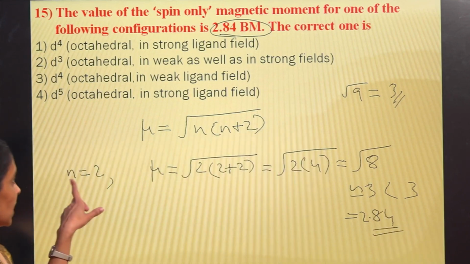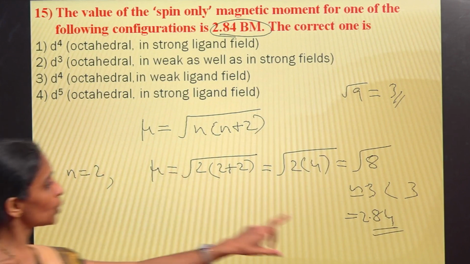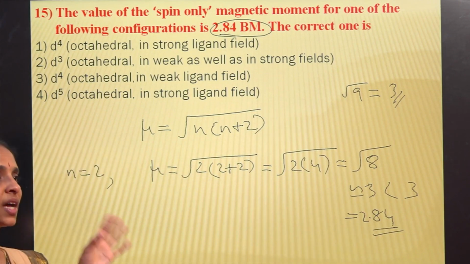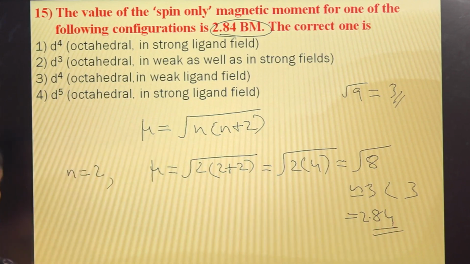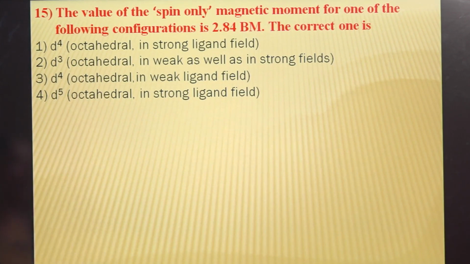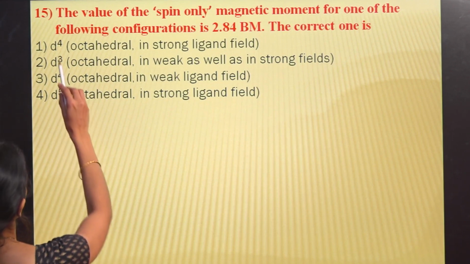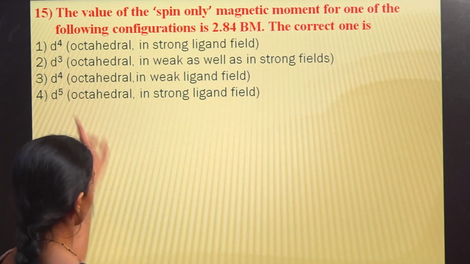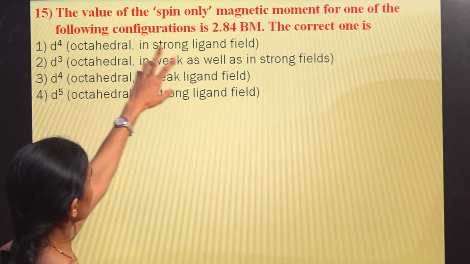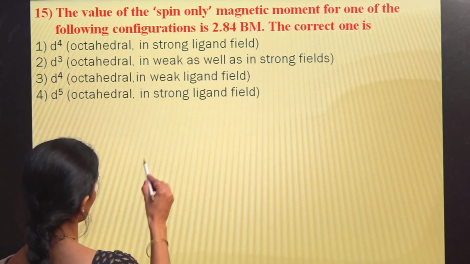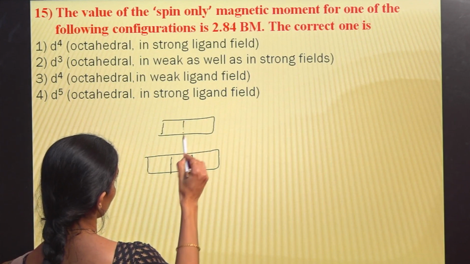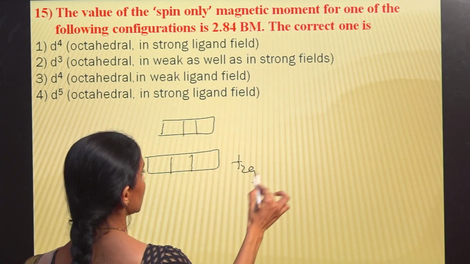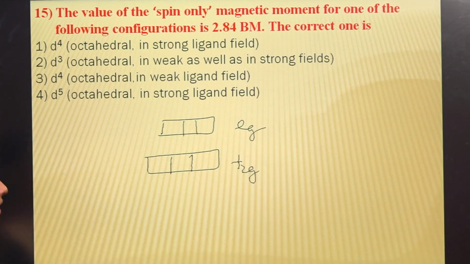So here n is equal to 2, and the mu value matches. So how many unpaired electrons are there? If mu is 2.84, it is 2. Now among these 4 options, we have to find out which has 2 unpaired electrons. Let's take up the first, d4 system. It's an octahedral system and strong ligand field is present. That means now we have to go by crystal field approach, not VBT approach. Crystal field theory approach. An octahedral complex splits into t2g and eg like this.